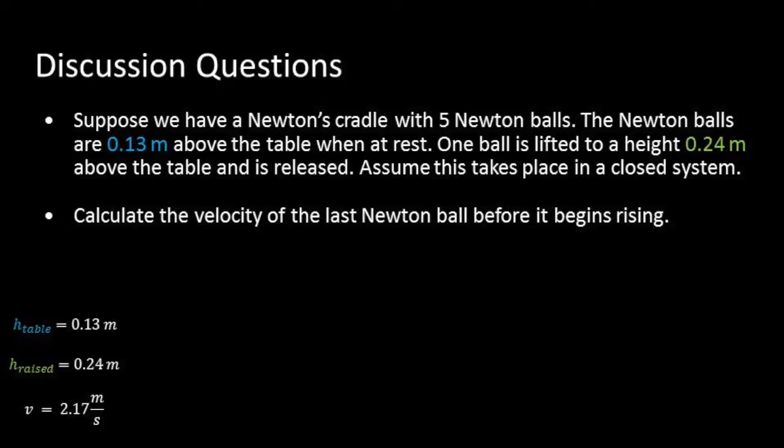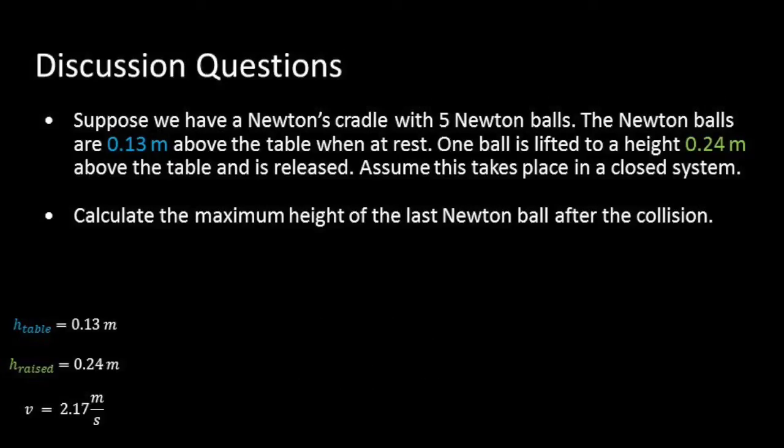Next, using the same information, calculate the velocity of the last Newton ball before it begins rising. Well, it's stated in the problem that it's a closed system, therefore initial momentum is equal to final momentum. Noting that each ball has mass m, we could state that mv of ball 1 is equal to mv of ball 2. Then we could divide m from both sides and get that the velocity of ball 1 is equal to the velocity of ball 2, therefore the final ball has a velocity of 2.17 meters per second.